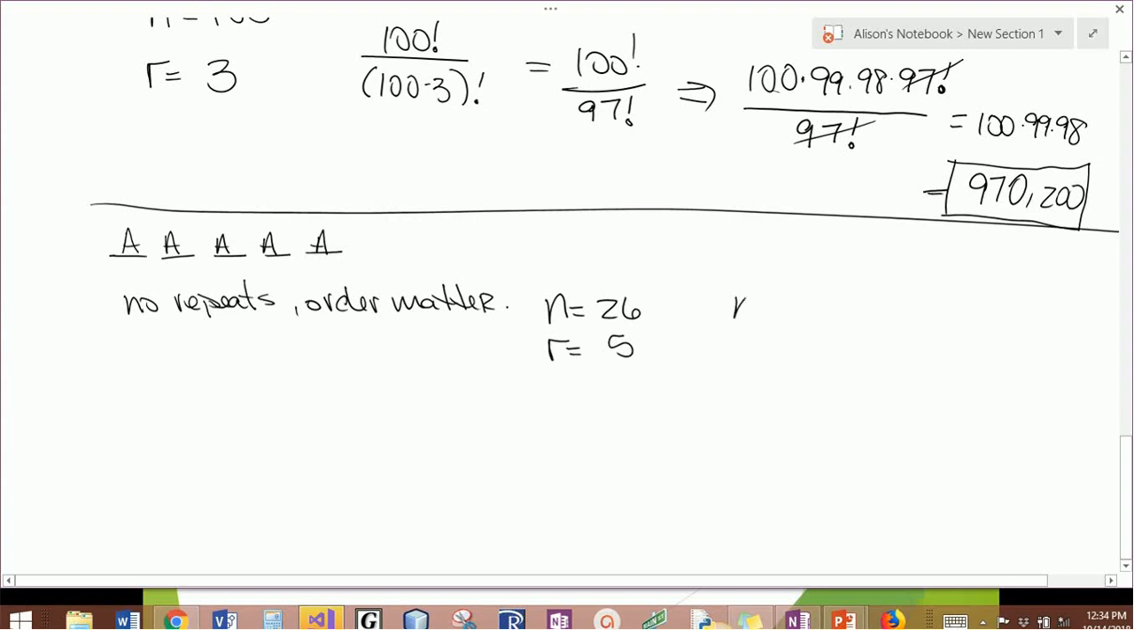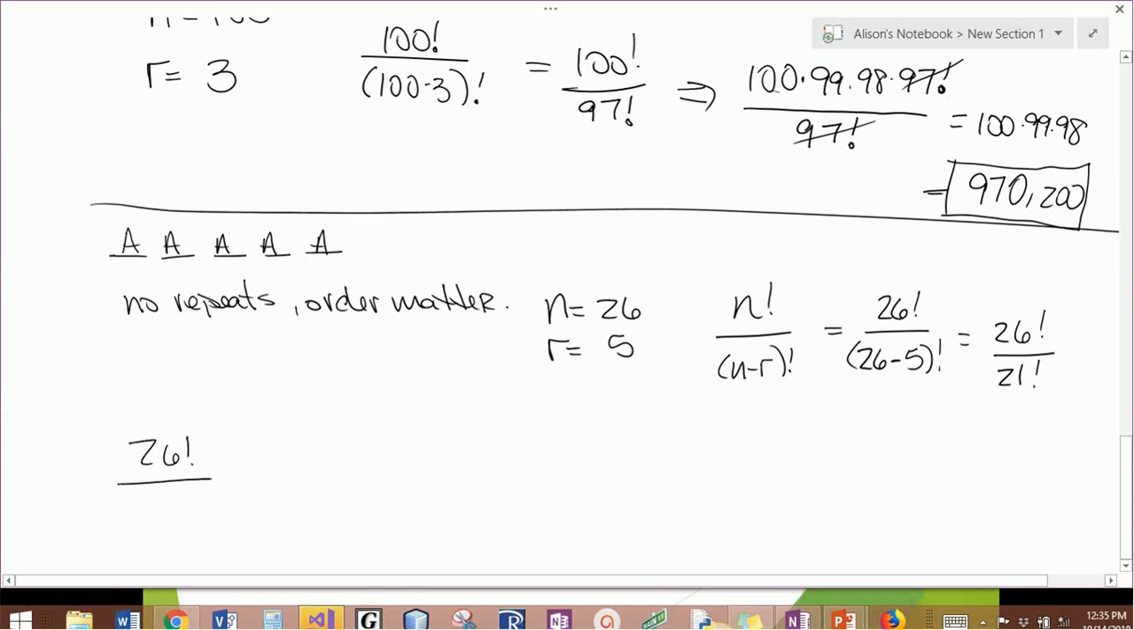So that's going to give me n factorial divided by n minus r factorial. If I plug in my numbers, this is 26 factorial divided by 26 minus 5 factorial. This is 26 factorial divided by 21 factorial. I'm going to move this over here because, before I just put in these very, very large factorials into my calculator, I should probably simplify.